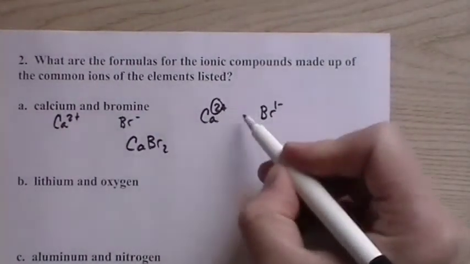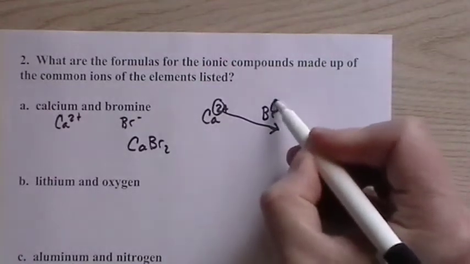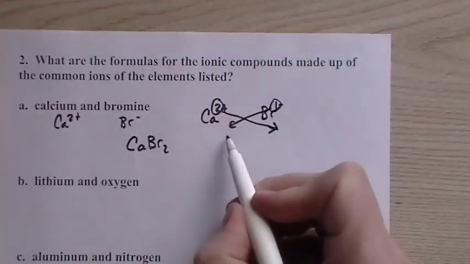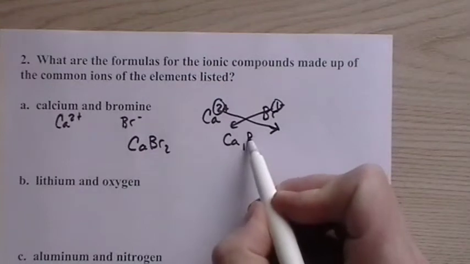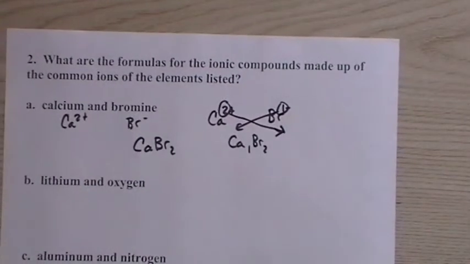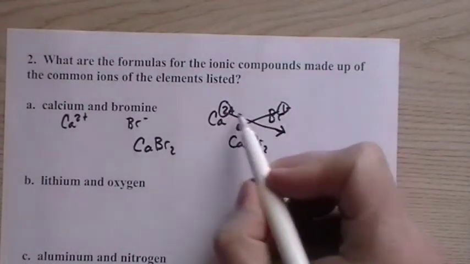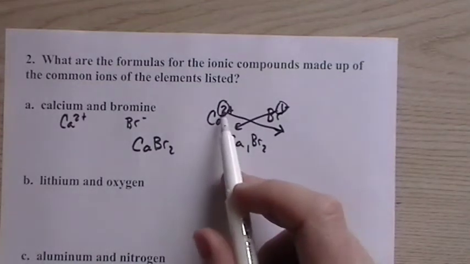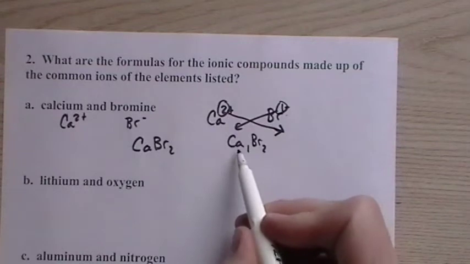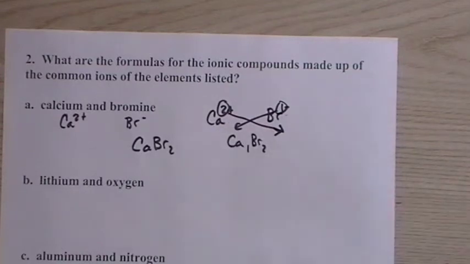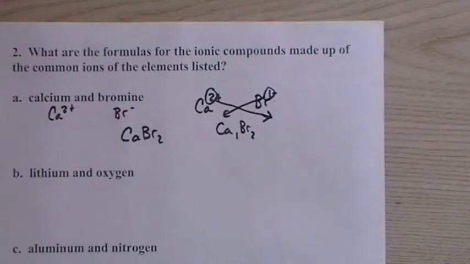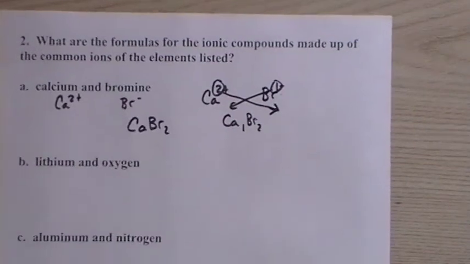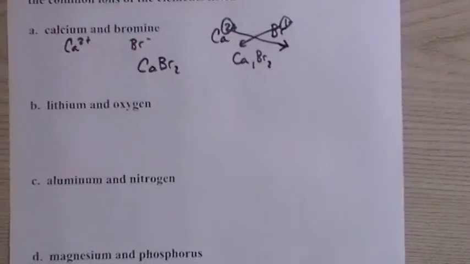If we take the 2 here, put it down here, and the 1 here, then we end up with Ca1, Br2. The reason it works is that it's giving us the ratio of ions we'd need so that the charges match up. So we have 1 +2 and 2 -1. It's okay to use that crisscross method as long as you understand why you're doing it. So let's continue on here.